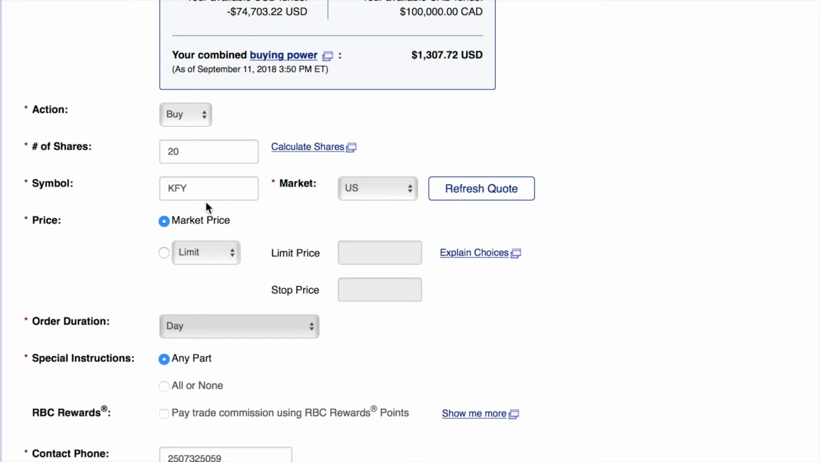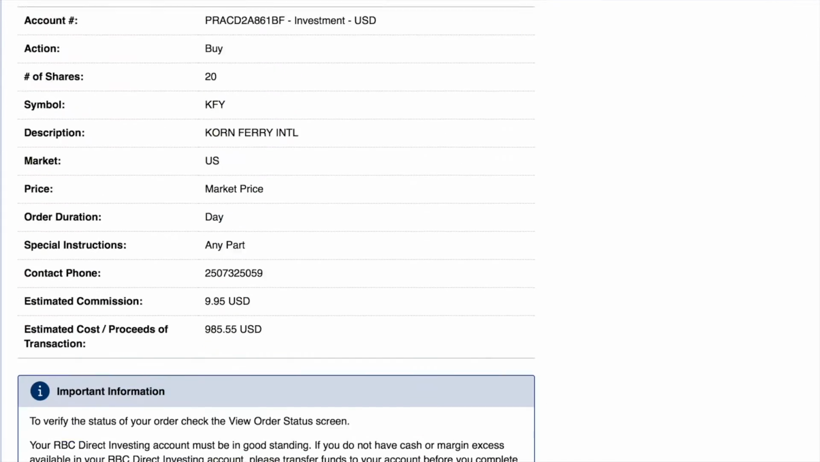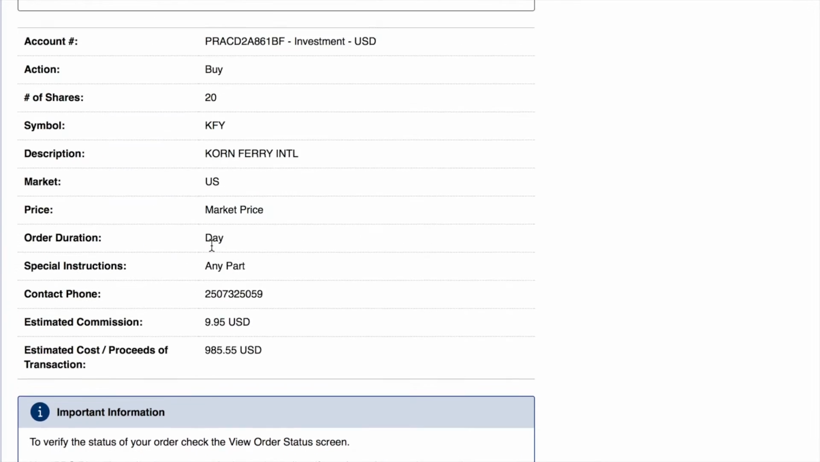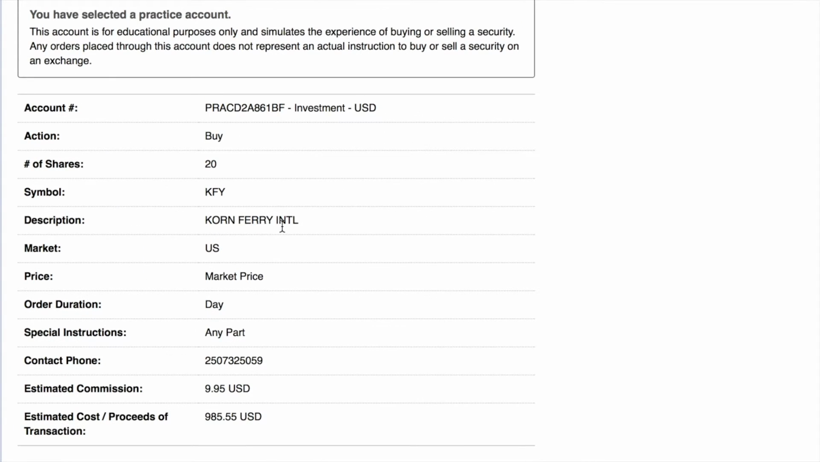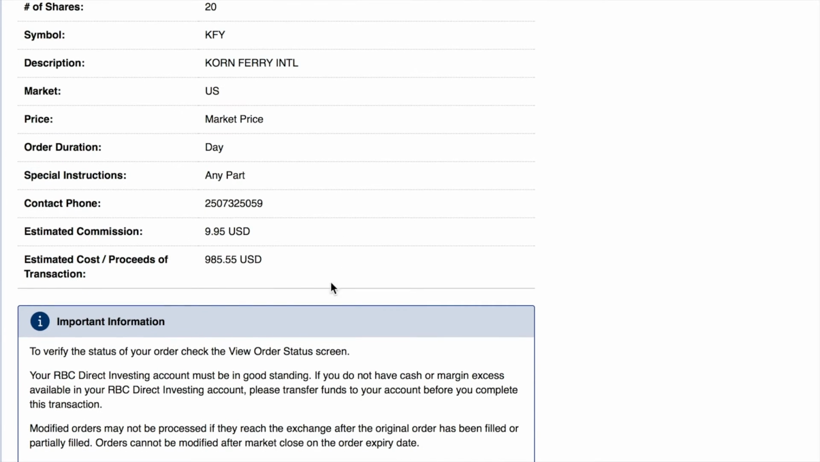So then we put our symbol KFY. I'm going to go as market because it's in a practice account. Practice accounts sometimes don't really get it. So it looks all good. Korn Ferry International.